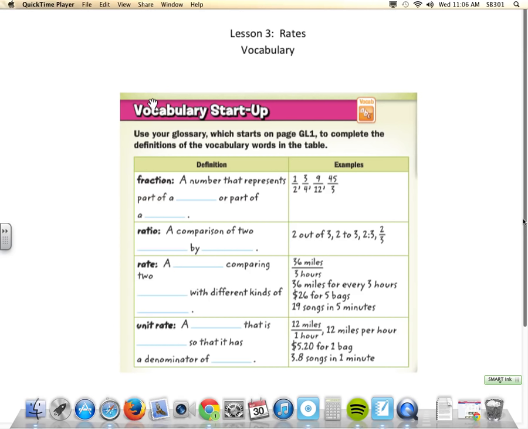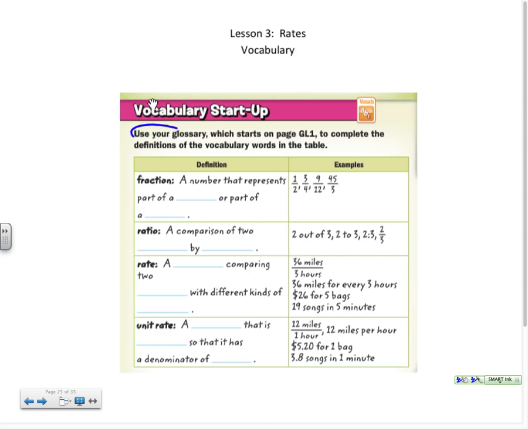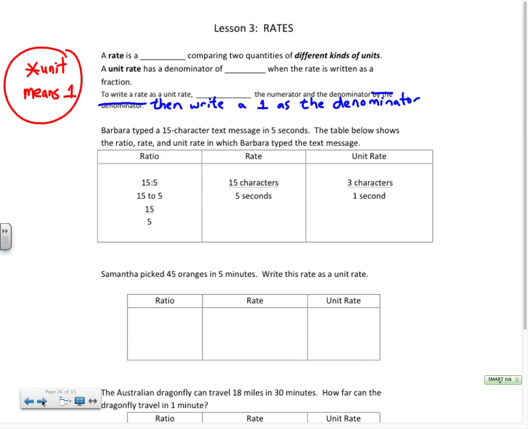We are starting off with a page on vocabulary. You could either use your glossary or, as I'm going through the notes, you can pick up on the vocabulary and go back and fill this in. So remember we talked about the difference between a fraction and a ratio. Well, from there, we break down a ratio into a rate, and then we further break down a rate into a unit rate. So all of these are related. Go ahead, fill in the blanks, and be sure you look at the examples. Those are really important. All right, let's get started with our note taking. You could pause the video and do that or come back to it.